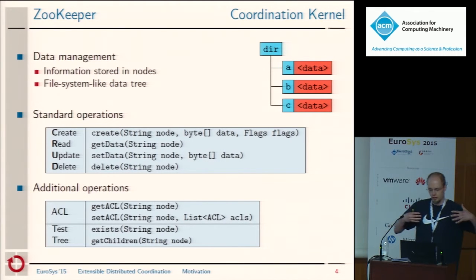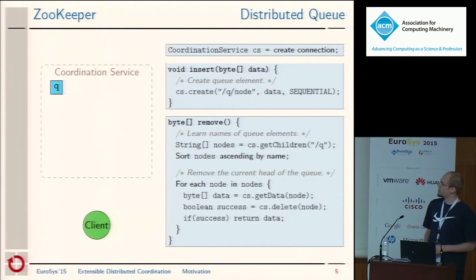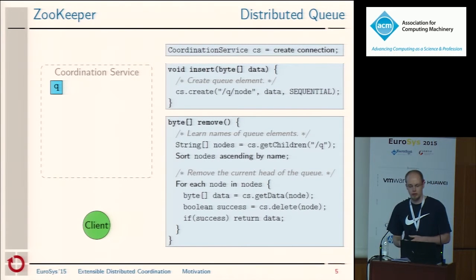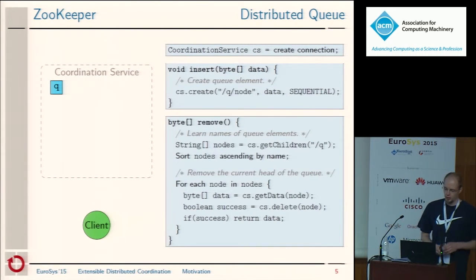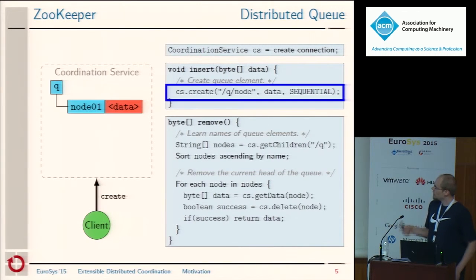Let's take a look at how you build more complex abstractions on top of that, using the distributed queue as an example. So, the implementation of the distributed queue here has two functions. An insert function that allows the client to add an element to the queue, and a remove operation which allows the client to remove the current head element from the queue. As we see here, the insert method is rather simple. All it does is create a node in the coordination service and assign the data to it.